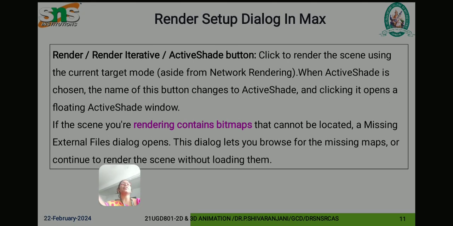Render or Render Iterative and Active Shade buttons. Click to render the scene using the current target mode. Aside from network rendering, when Active Shade is chosen, the name of this button changes to Active Shade, and clicking it opens the floating Active Shade window.